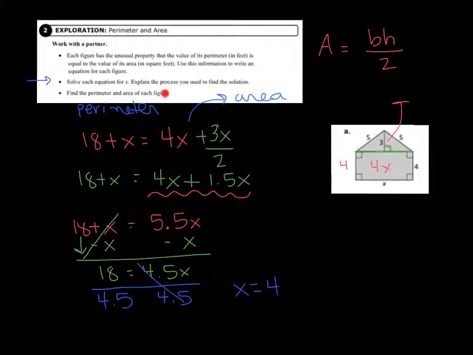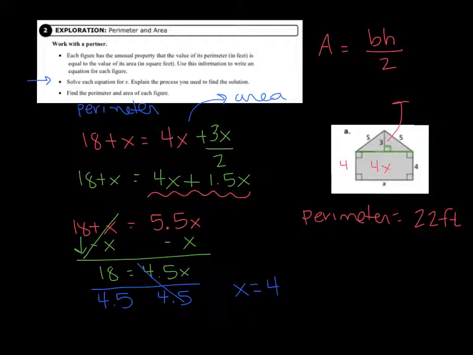Then the last thing it asks you to do is to find the perimeter and area. Well, if we know x, I can just sub it back in and then solve. So I'm going to put this 4 in right there for x. So if I know the perimeter is 18 plus x, well, 18 plus 4 is 22. So that means the perimeter of my figure is 22 feet.